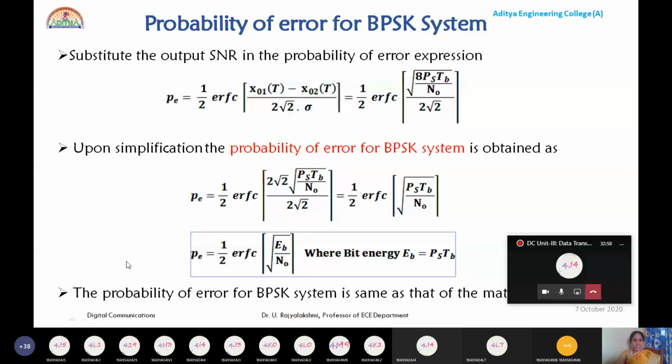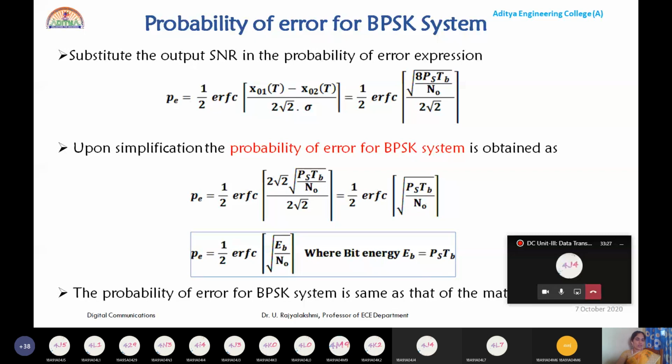So, this ERFC function, as I already told you, gives a complementary relationship between the probability of error and output SNR. As and when the output SNR increases, our probability of error will decrease. And if our output SNR reduces, the probability of error will increase. So this gives an inverse relationship.